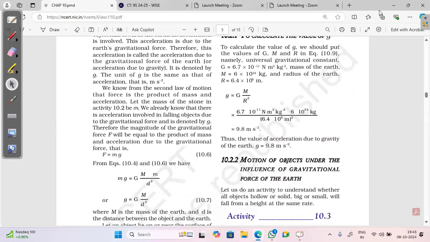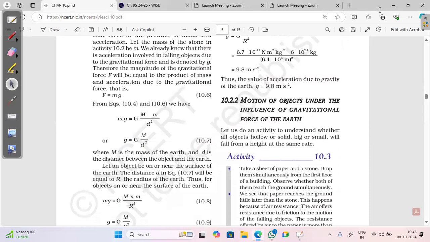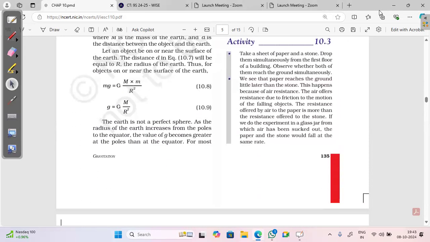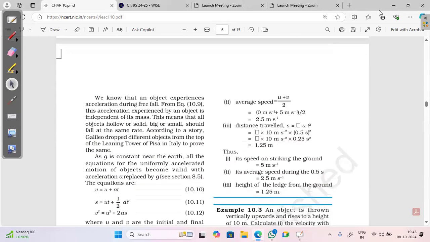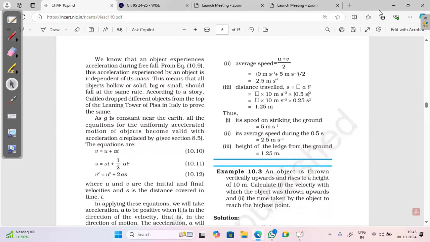See, the acceleration due to gravity we have found out here as 9.8 meter per second square. Now we'll see the motion of objects under the influence of gravity or the force of the earth. So all the objects which are falling under the gravitational pull of the earth will have an acceleration of 9.8 meter per second square. So this we will be using to do the calculations on free fall. All right, so we'll see what the calculations on free fall are.